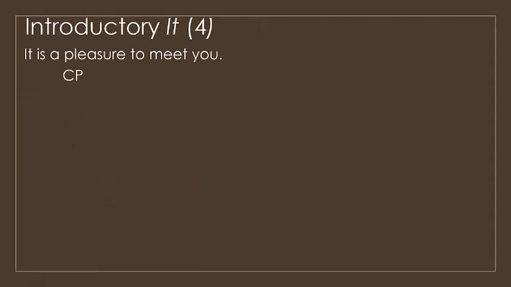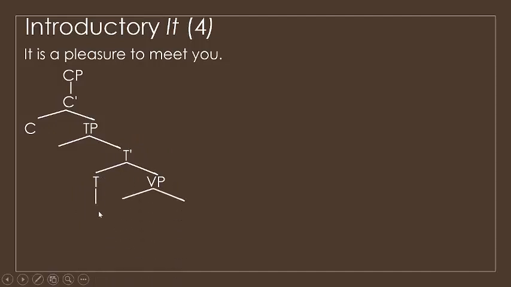It's a pleasure to meet you is a CP, and then C here branches into C bar. C bar branches into C and TP. The TP here branches into an empty position over here, and T bar. Then the T bar here branches into T and VP. The T here is ES, and the VP branches into NP and V bar. The V bar here branches into V and NP. NP here is the complement, and the V here is B. So B here takes an NP as its complement.